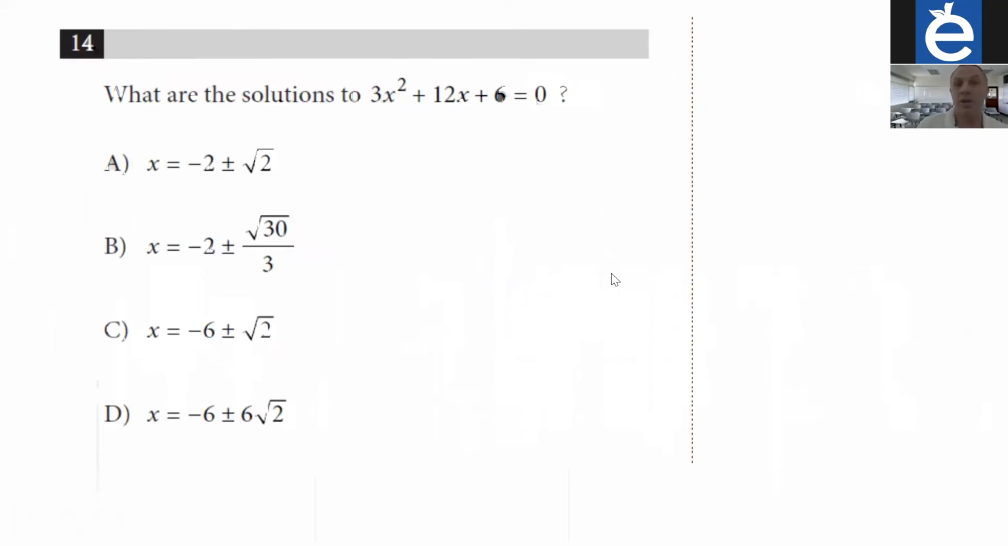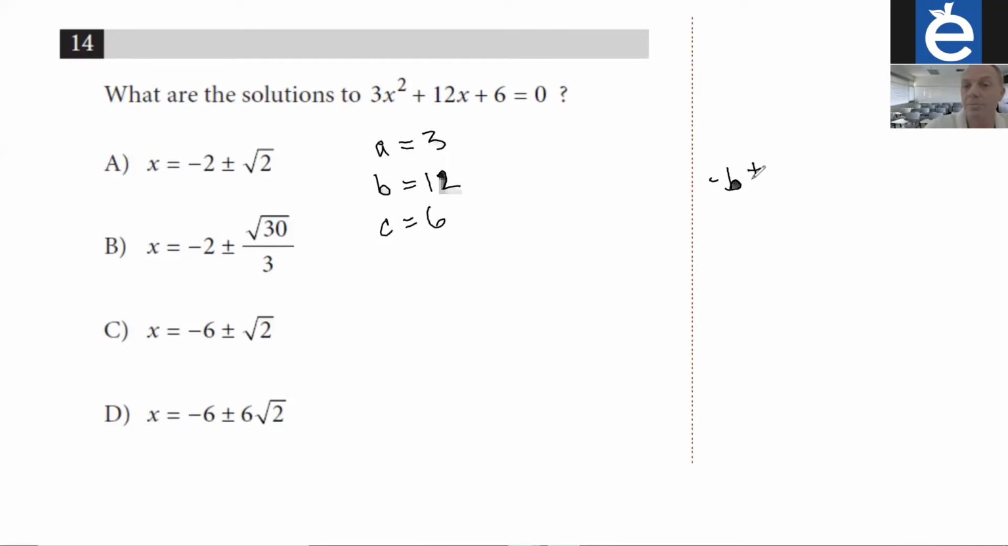So here's a question from, I think, a College Board exam. What are the solutions to 3x squared plus 12x plus 6? Well, I'm going to just use the quadratic formula. So here, a is 3, b is 12, c is 6. Again, the quadratic formula is negative b plus or minus the square root of b squared minus 4ac, all over 2a.